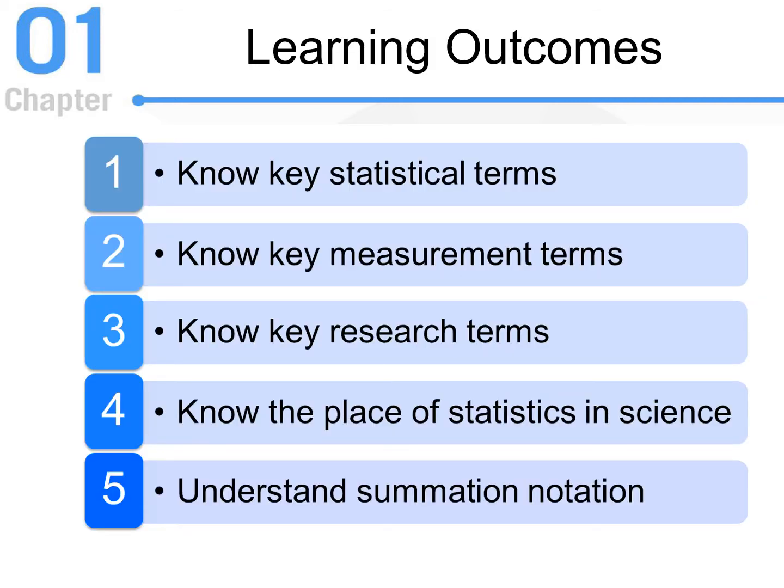So in chapter 1, I'm going to be talking about the statistical terms that you need to know. The measurement issue, so I'm really into measurement, and so I'll talk about measurement constantly. It's at the heart of psychology because it's so difficult to measure things in psychology, I would say. The research terms, that if you're going to do a correlational or descriptive study versus an experimental project, knowing the places of statistics and science in general, and understanding some basic summation notation, which you've probably seen before.